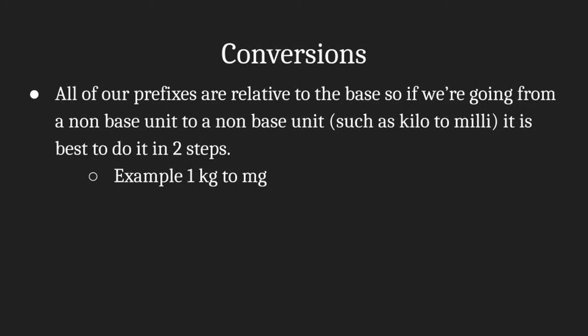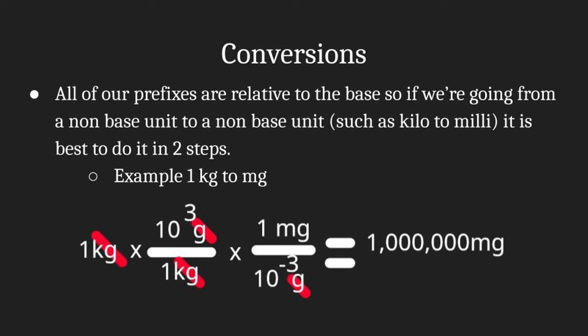So let's look at the example where we converted 1 kilogram to milligrams. So we start with kilograms, and we want to go to our base unit, which is grams. Using our chart, we find that there are 10 to the third grams in 1 kilogram, so that's our first conversion factor. And our second conversion factor is that in 1 milligram, there are 10 to the negative third grams. And when we multiply this, our kilograms cancel out, and our grams cancel out, leaving us with 1 million milligrams.